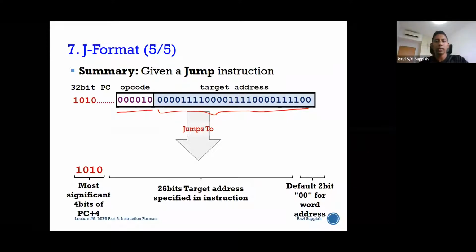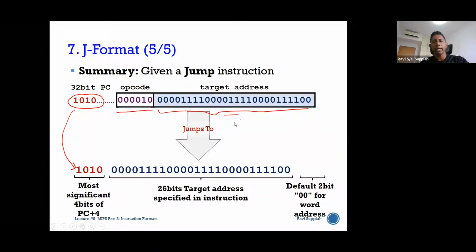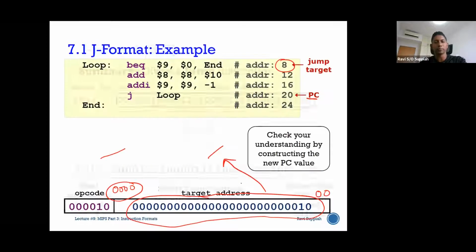Firstly, we know that the current PC plus 4 value will be copied over, so we will retain that. The 26 bits over here are again directly copied over as well. And we also know that the last 2 bits will be 0. So now you see that I have a full 32-bit address that I am going to jump to when I execute this instruction.